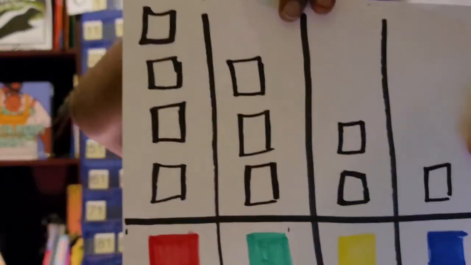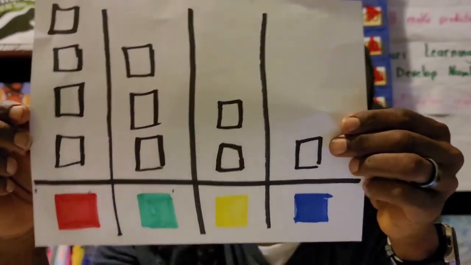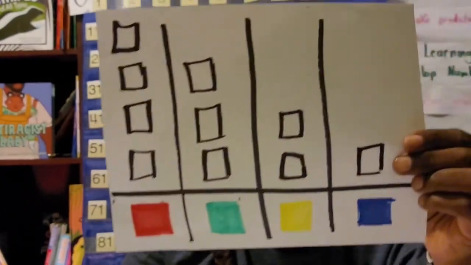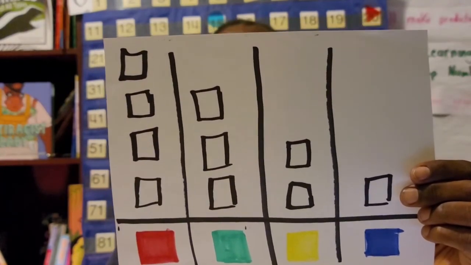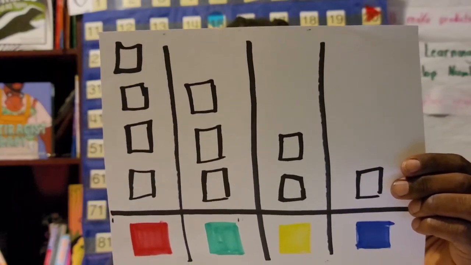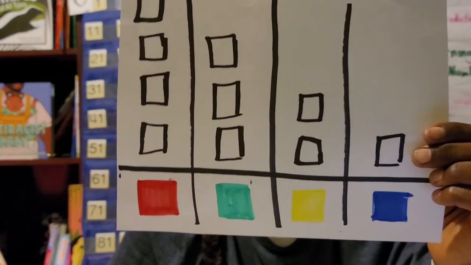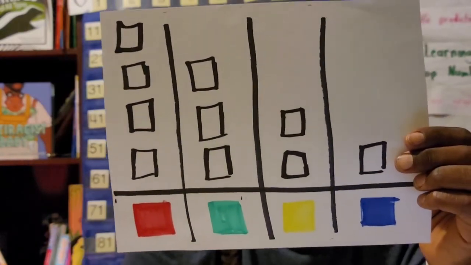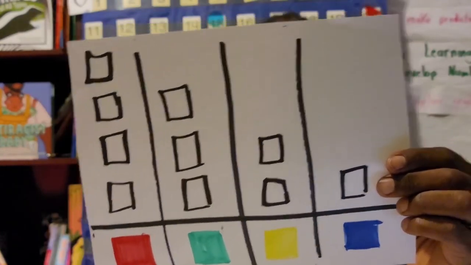And so if I look at my graph, you can see which one has more. Can you see my graph? Okay. So we look and we see we organized our data. So instead of having them all in the cup, we put them on a graph. Which one has the most? King, which one has the most? Yes, red. Red has how many? Four. Let's count them. One, two, three, four. Right, so red had the most.